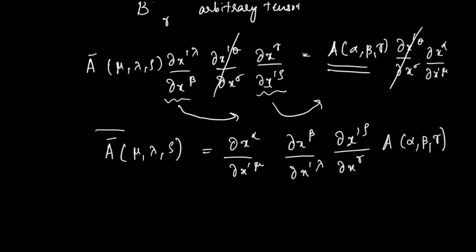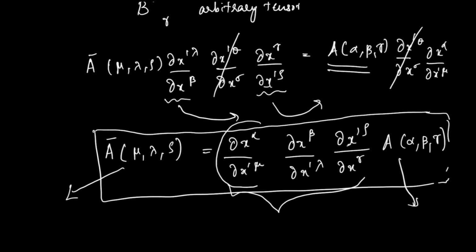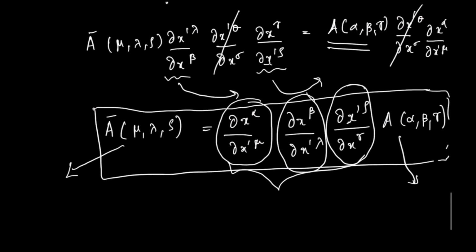But this is looking like a law of tensor transformation, right? See, if you closely see, here A bar is in the transformed coordinate, A is in the old coordinate system, and this represents a transformation. And here you can see this one is covariant index, and this is also covariant, this is contravariant. So this is looking like a law of tensor transformation.